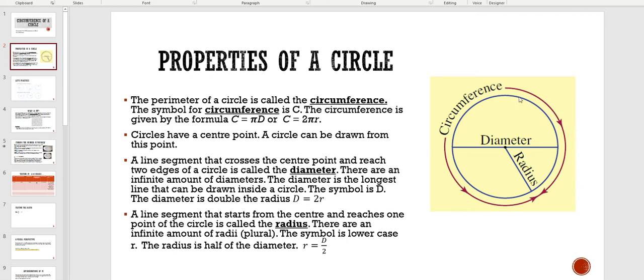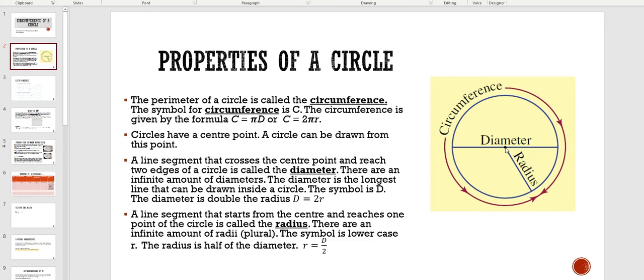So circumference, just to recap, is the perimeter around a circle. Every circle has a center point. A line that passes through the center point and touches one end of the circle, so from here to here, touches both ends, is called the diameter. The diameter is the longest line we can draw inside a circle. Radius is half the diameter.